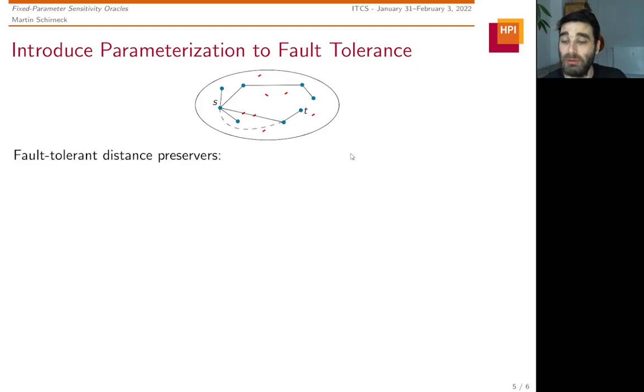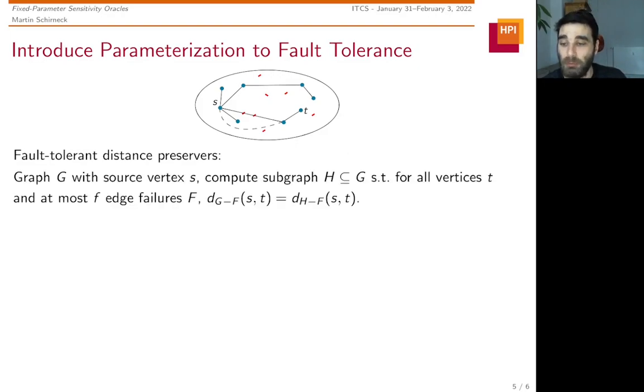And the fault-tolerant distance preserver is then a subgraph of G such that for all target vertices T and for all at most F edge failures, we have that if you fail the same edges in the original graph and in the subgraph, the distance from S to T gets preserved. Meaning essentially that we want to sparsify the graph G while still maintaining the fault-tolerant information about the distances from S.